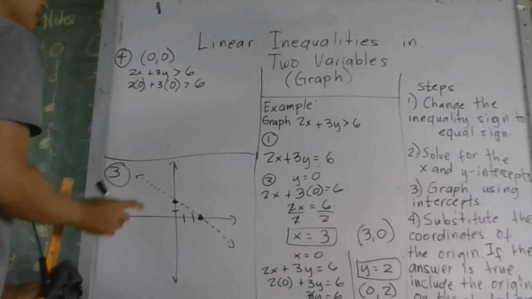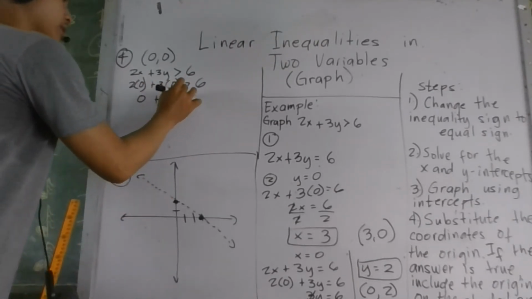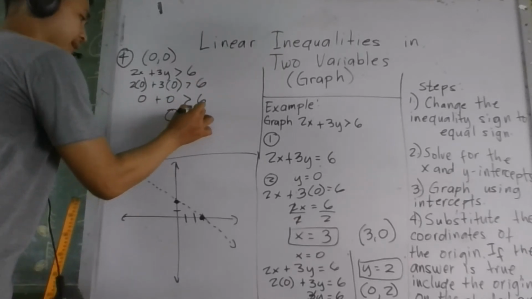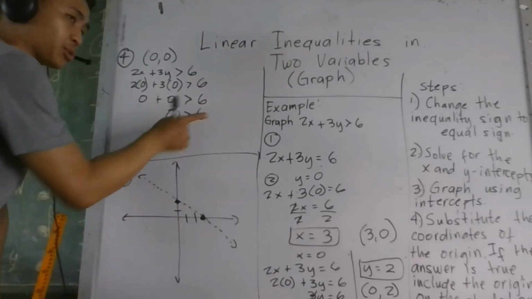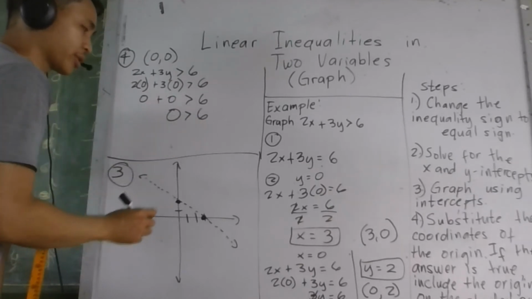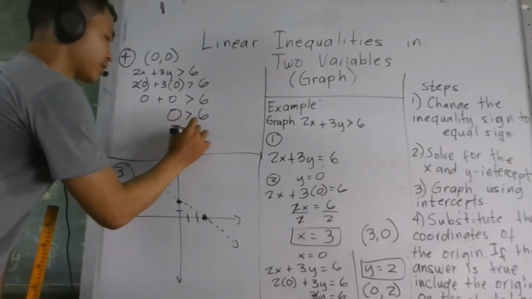Okay. 2 times 0 is 0. 3 times 0 is also 0, greater than 6. So in the end, that would be 0 greater than 6. Okay? Now, students, is it true or false? Is 0 greater than 6 or not? No, that is not true, or that is false.